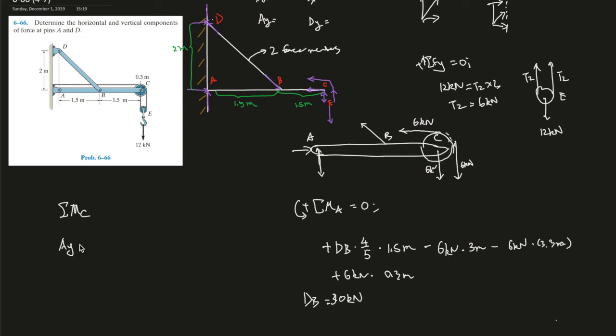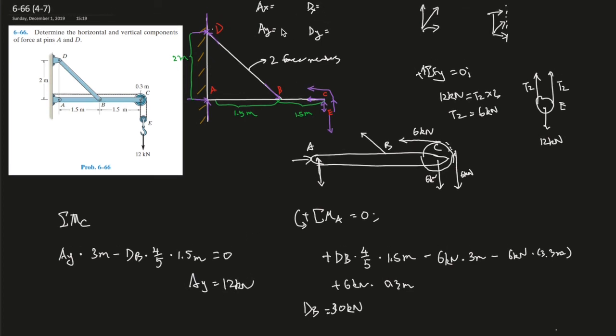So AY times 3 meters, right? And it's going back down, so it's going to create a counterclockwise direction, so it's positive, and minus dB times the y direction, so it's 4 over 5, and times the distance 1.5 meters, and this whole thing will give you equal to 0, so AY, plug everything into your calculator, that should give you 12 kilonewtons, right? So AY is equal to 12 kilonewtons.